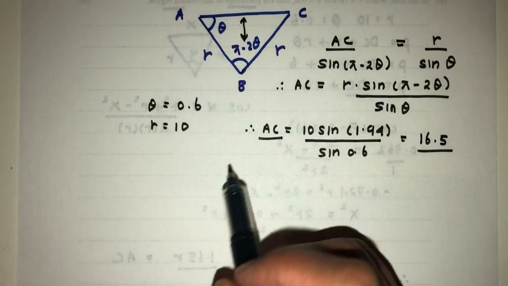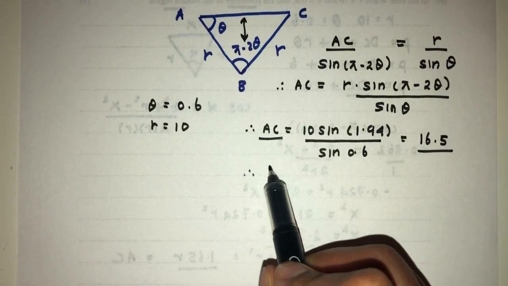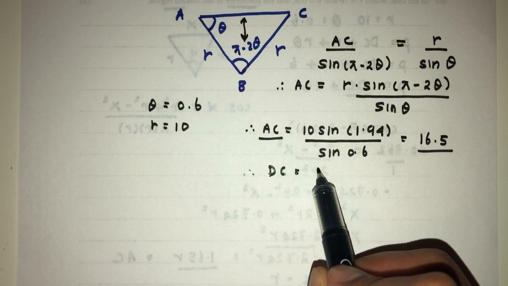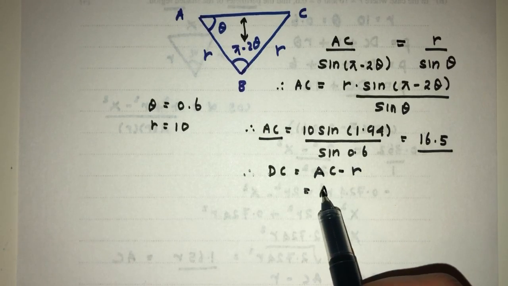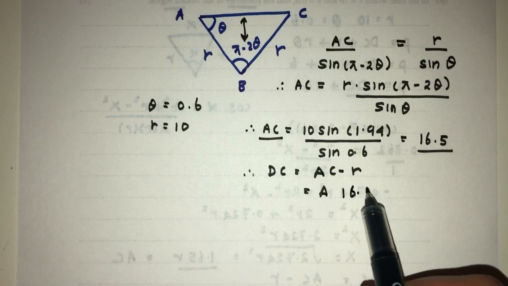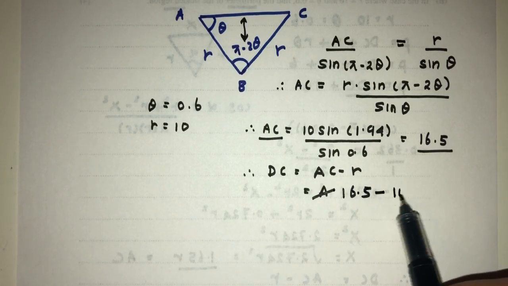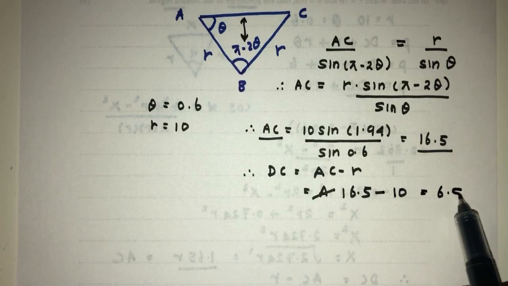Now again, if you want to find DC, that will be AC minus R, which is 16.5 minus the radius 10, that will be 6.5.